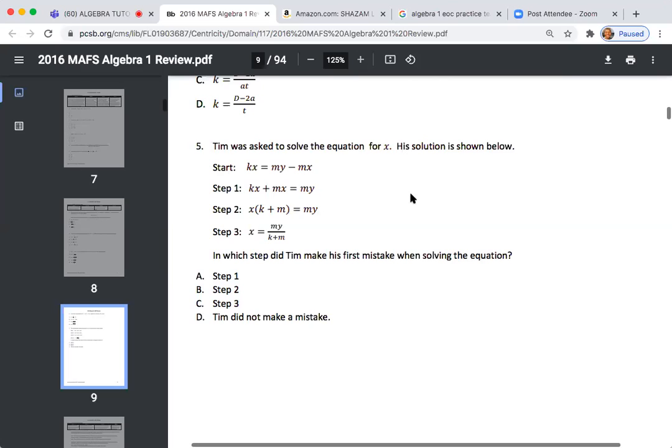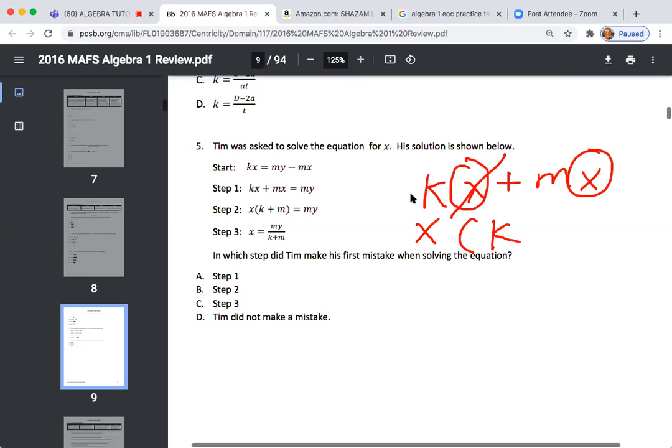Well, step 2 looks fine. All he's doing is factoring out. You see how he has kx in step 1, kx plus mx. If you notice, there's an x in each term. So if he takes out the x from here, that leaves him with k. If he takes it out from here, that leaves him with m. So that's fine. So do you see any mistakes?